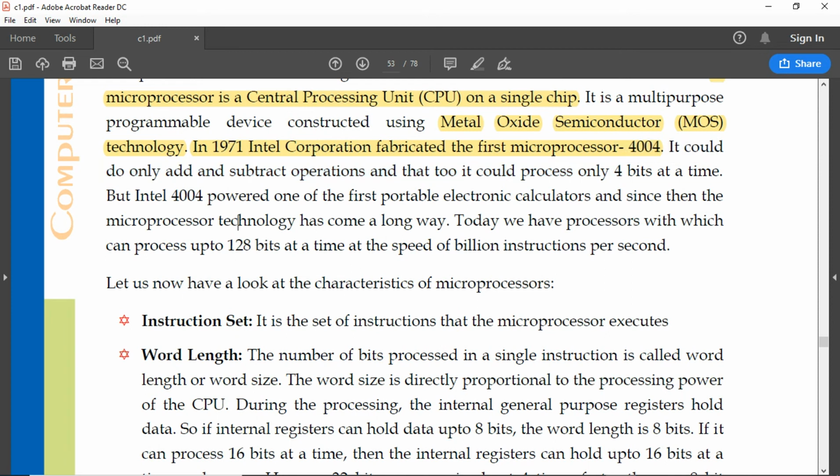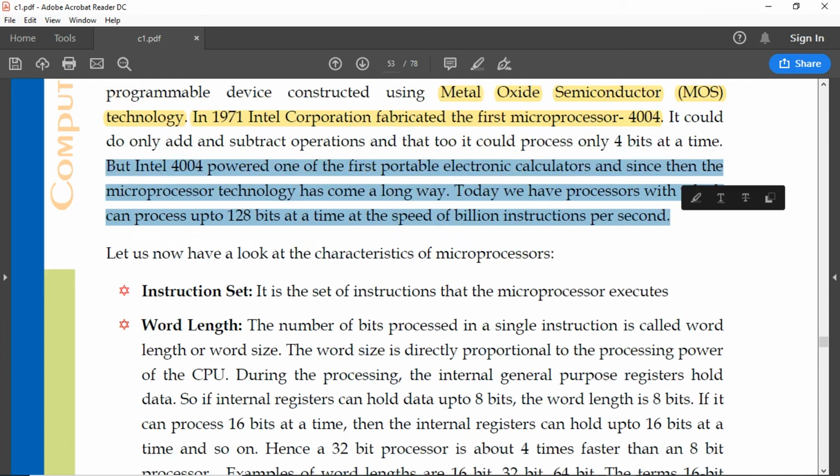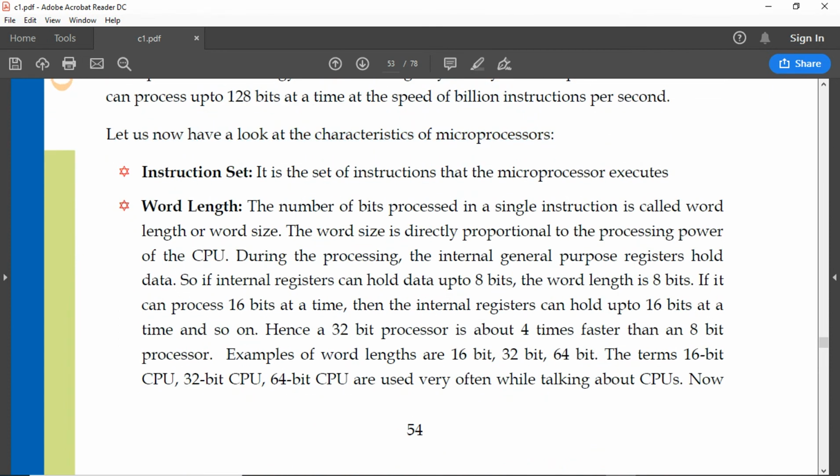But the Intel 4004 powered one of the first portable electronic calculators, and since then microprocessor technology has come a long way. Today we have processors which can process up to 128 bits at a time at the speed of billions of instructions per second. Let us now have a look at the characteristics of microprocessors.